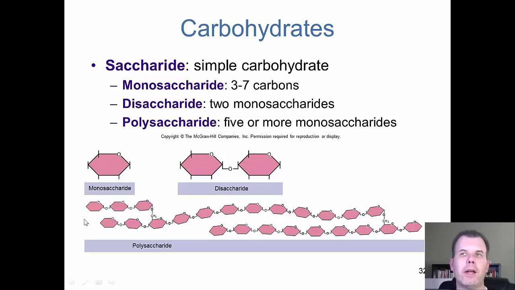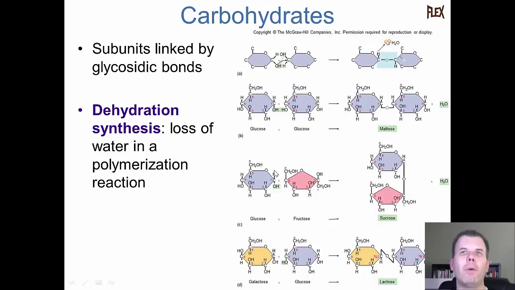Down here is a polysaccharide where you have lots and lots of glucose molecules put together. An example is starch. Starch is a very common one that we talk about. Chitin is another one, glycogen. These are different types of polysaccharides. And again, these are going to be three or more monosaccharides put together, and we call that a polysaccharide. So again, saccharide is simple sugar, and then you have mono, di, and poly based on how many molecules you have. Okay, they're linked together by glycosidic bonds.